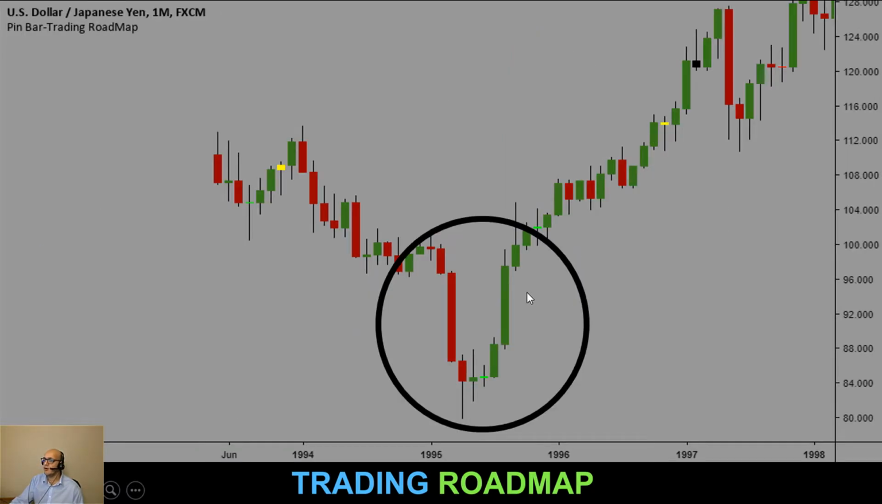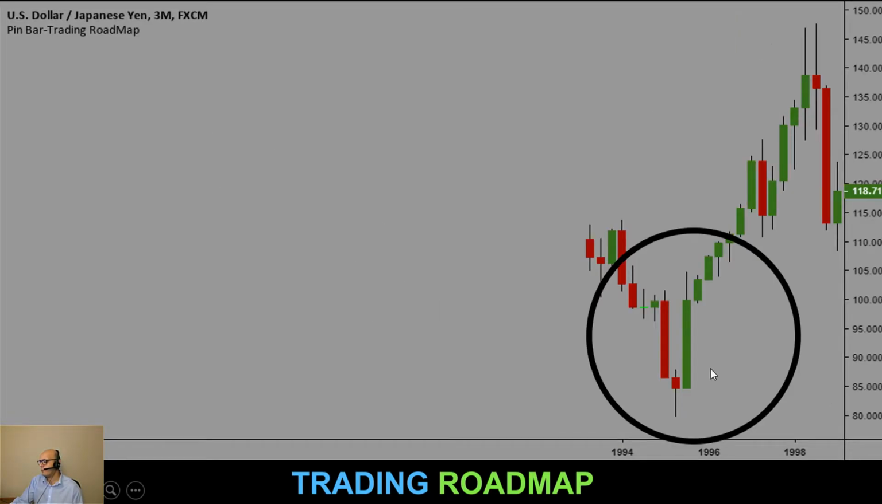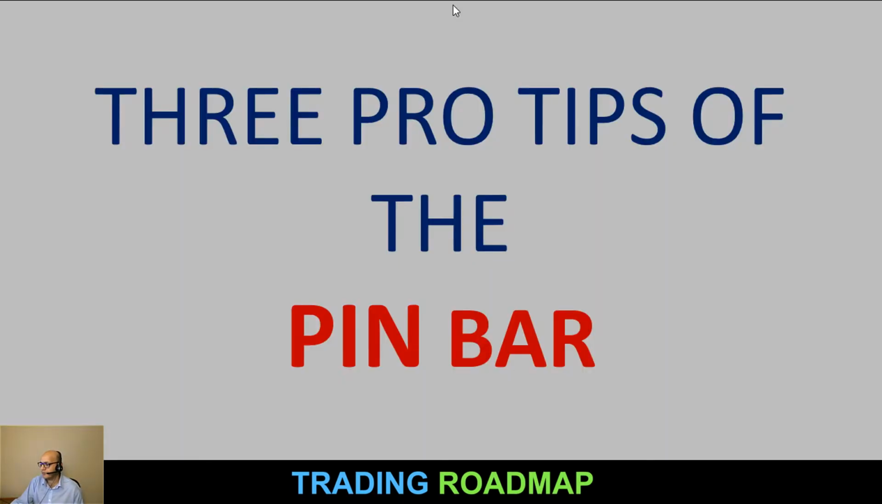The same applies for the US dollar, Japanese yen: V pattern on the monthly chart, and then you're going to find a pin bar on the quarterly chart. So if someone tells you anything about the V pattern, it's basically a pin bar on a higher time frame. Let's now go through the 3 pro tips of the pin bar and how to find a high probability trade using the pin bar.